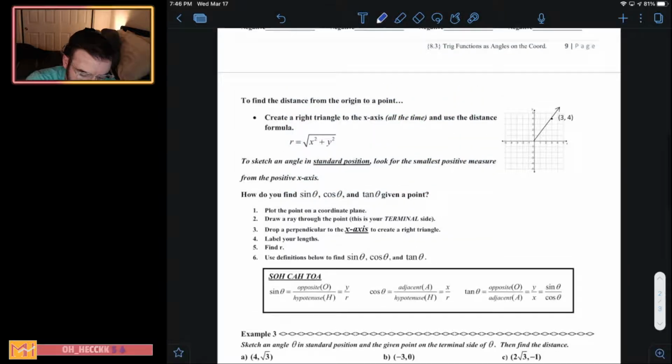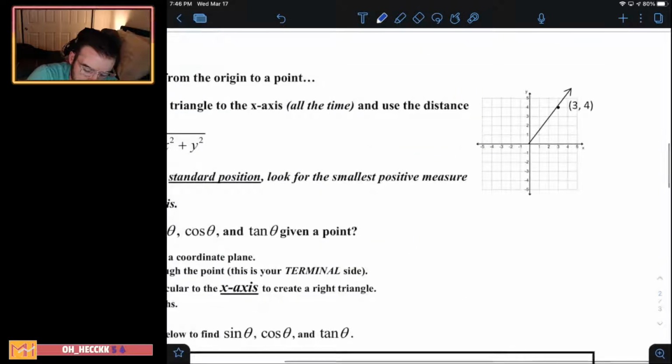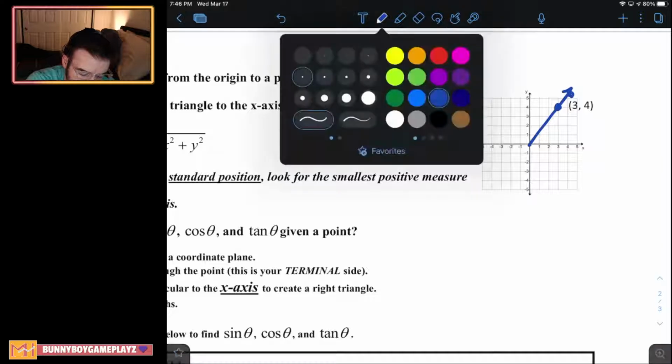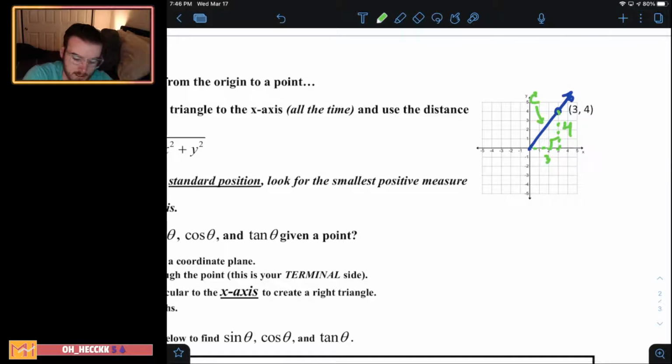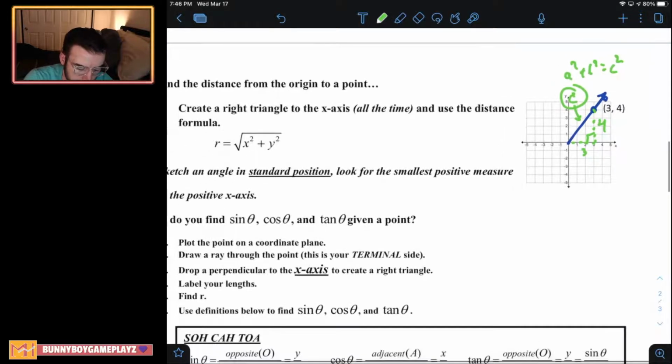Okay, so this is the terminal side, and this is a point on the terminal side. We can create a triangle out of this, okay? That is 3 wide and 4 tall, and then we can use the Pythagorean theorem to calculate this hypotenuse, okay? That would be c. A squared plus b squared equals c squared, c being the hypotenuse.